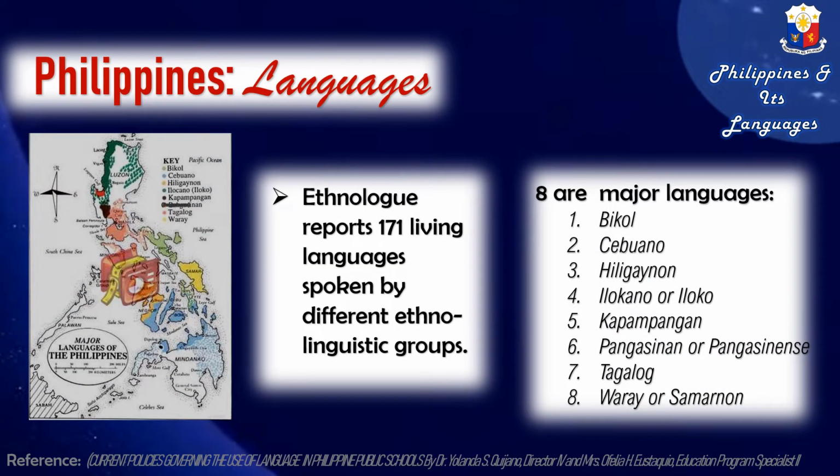Philippines and languages. Ethnologue reports 171 living languages spoken by different ethno-linguistic groups. Its 8 major languages include Bicol, Cebuano, Hiligaynon, Ilocano or Iloco, Kapampangan, Pangasinan or Pangasinense, Tagalog, Waray or Samarnon.